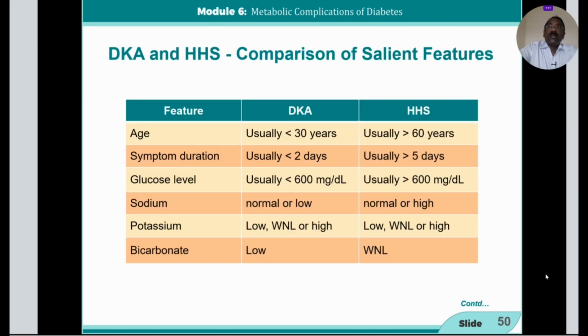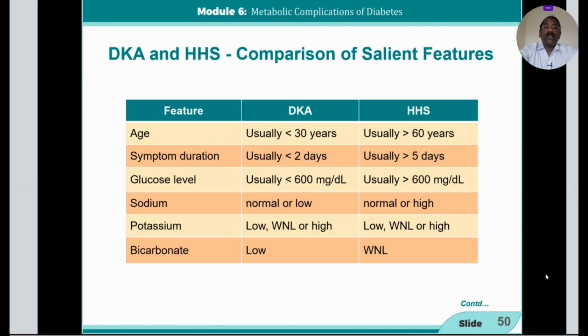Now this is a very good slide, which shows you the comparison of the salient features of DKA and HSS. Age in DKA is usually less than 30 years, so mostly type 1 diabetes. HSS occurs in elderly individuals, mostly type 2 diabetes, more than 60. Symptom duration takes a few days in DKA because omission of insulin will cause DKA, whereas HSS is not because of omission of insulin. It takes more than 5 days.